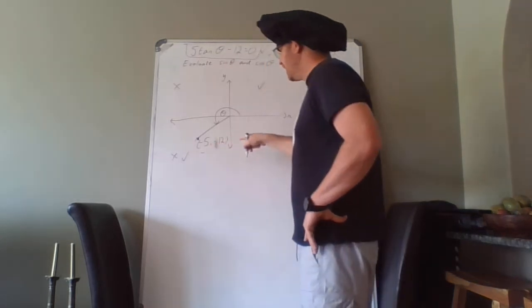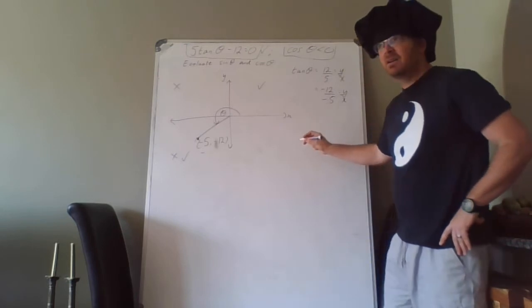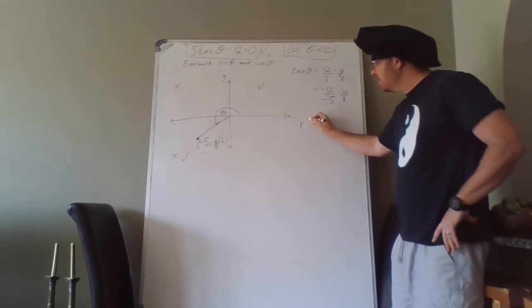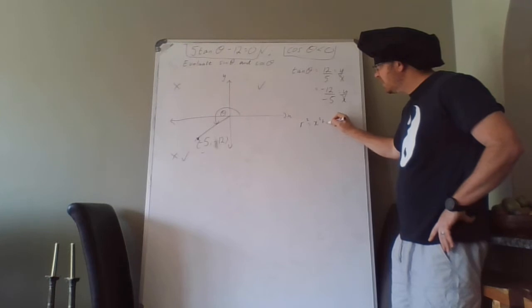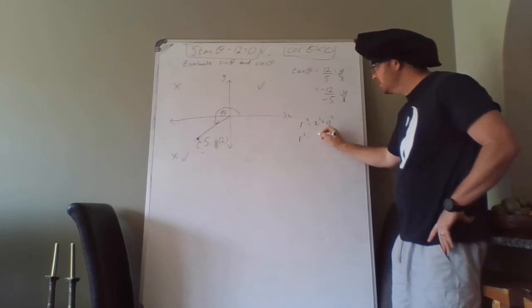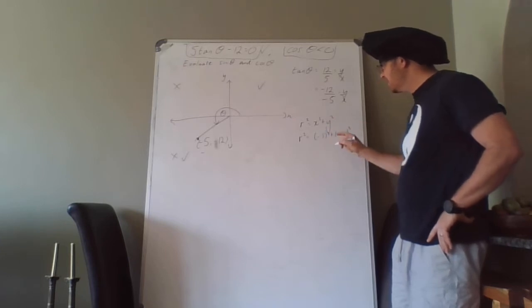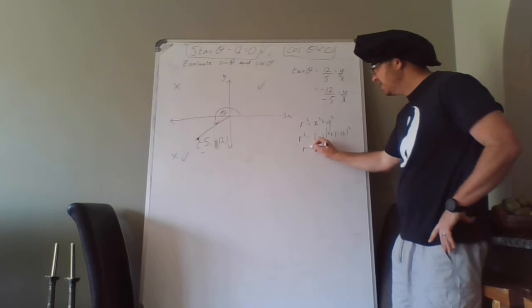Without the diagram you wouldn't know that. We still, however, have to find r. So what links up x, y, and r? r squared is equal to x squared plus y squared. So r squared is going to be equal to negative 5 squared plus negative 12 squared, which is going to be 169.